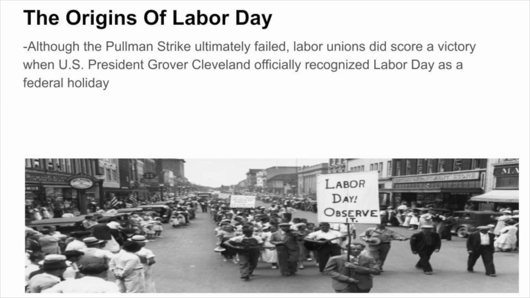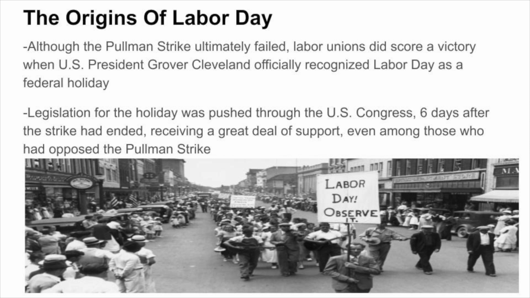Although the Pullman strike ultimately failed, labor unions did score a victory when President Cleveland officially recognized Labor Day as a federal holiday. Legislation for the holiday was pushed through Congress 6 days after the strike had ended, receiving a great deal of support, even among those who had opposed the Pullman strike.